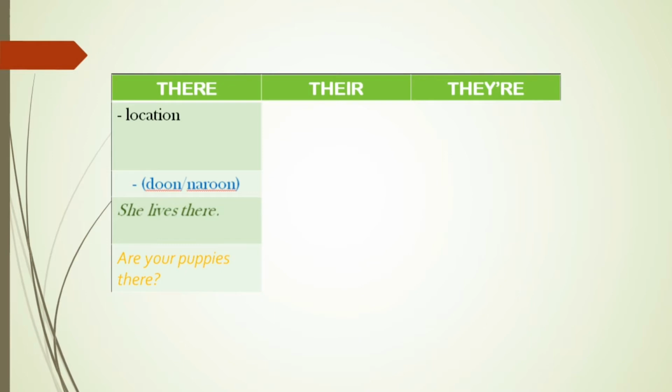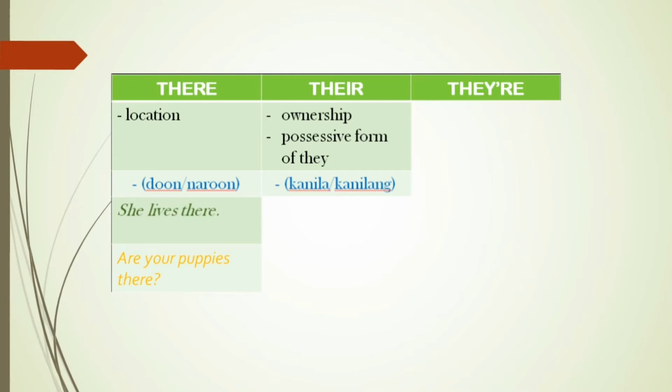Next is the second, their, T-H-E-I-R. It means ownership or pagmamay-ari. It is also the possessive form of they. So, ibig sabihin, that is in plural form. We are referring to two or more people. In Filipino or in Tagalog, it means kanila or kanilang.